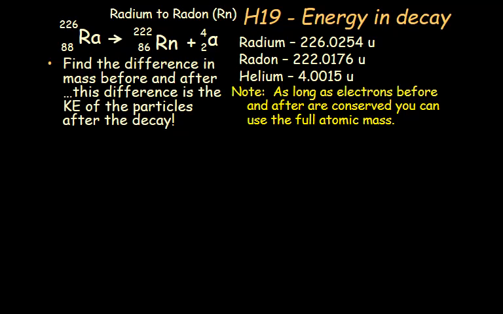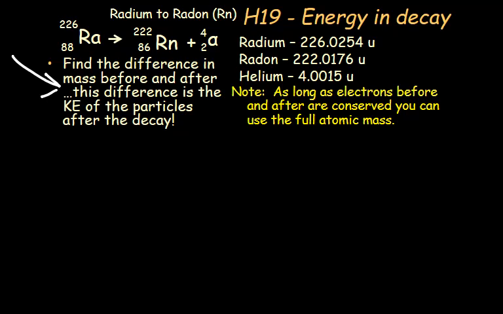Here's radium to radon, so we have radium 226 and then radon, and then an alpha particle shoots out. And so what we want to do is find the difference in mass before and after, and then that will be the kinetic energy given to the particles after the decay. Because remember, there's mass and energy equivalence here, right? Because you can't just separate one from the other.